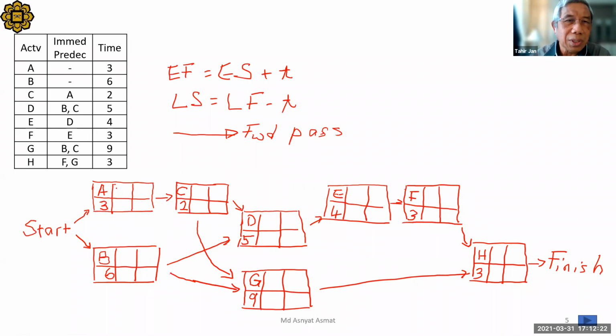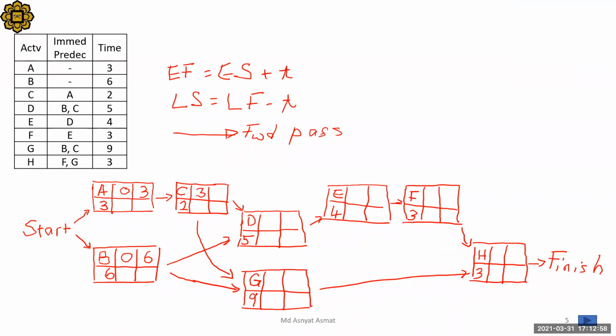Okay, let's say we start at time 0. Now we know the formula, early start plus activity time T. Early start 0 plus activity time 3 is 3. So we put 3. Then B also starts at time 0, early finish 6. This one, C, starts at 3, early finish 5.